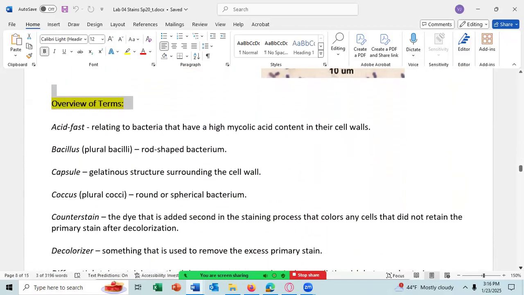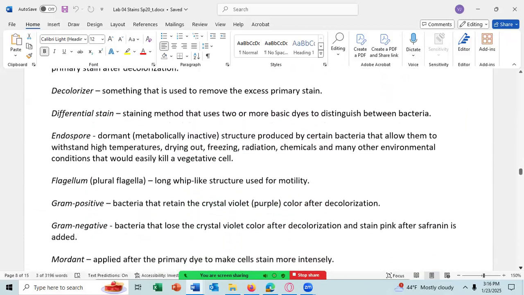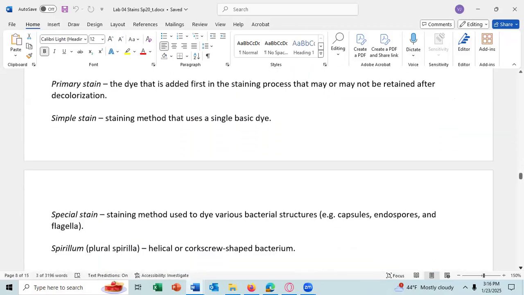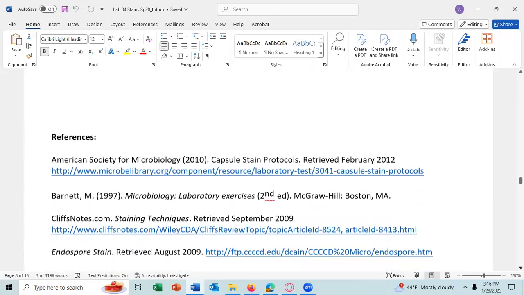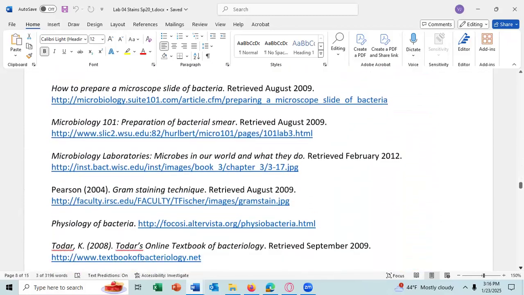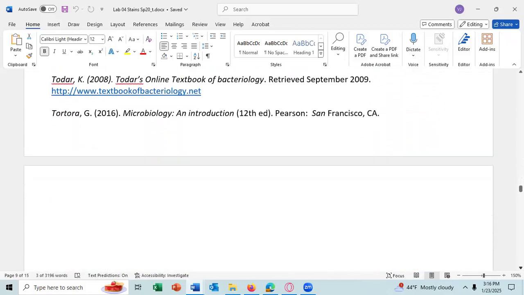All right, know the terms of this lab. Don't need to know the references. I once had a student report that they clicked on the reference and it took them to a bad website where there was a virus. So probably best not to click on them, but that was an exception. We did remove that link.